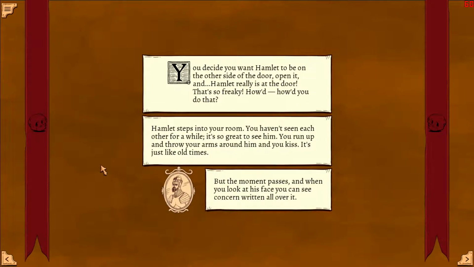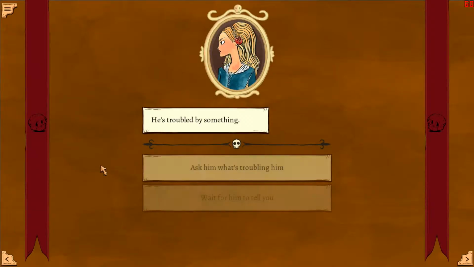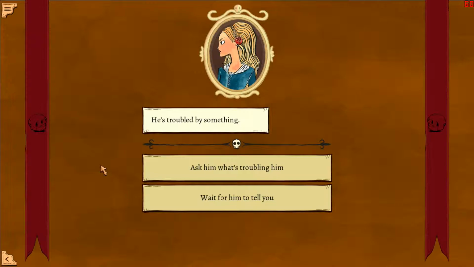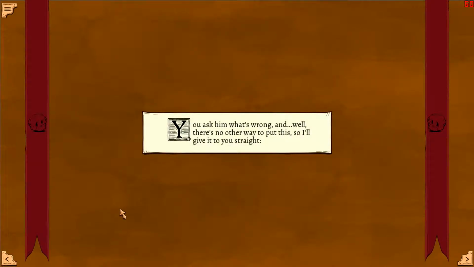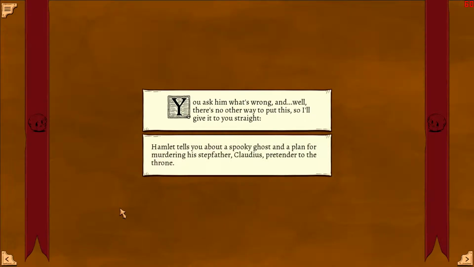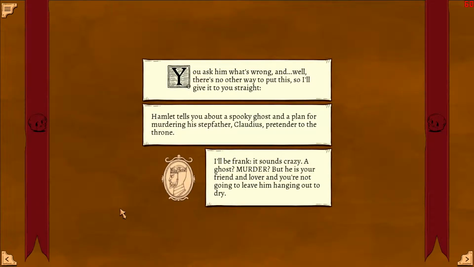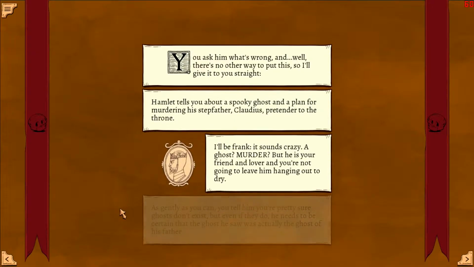But the moment passes, and when you look at his face, you can see concern written all over it. He's troubled by something. Ask him what's troubling him. Wait for him to tell you. Nah, let's ask him. You ask him what's wrong, and, well, there's no other way to put this, so I'll give it to you straight. Hamlet tells you about a spooky ghost and a plan for murdering his stepfather Claudius, pretender to the throne. I'll be frank, it sounds crazy. A ghost? Murder?